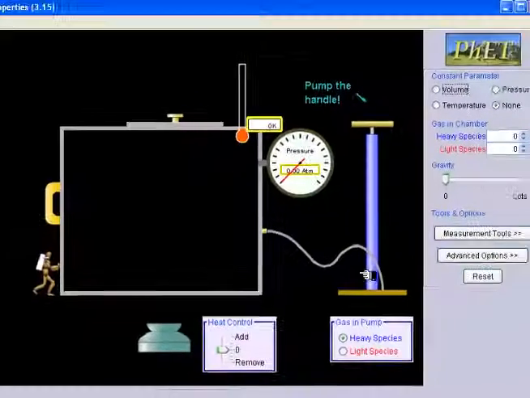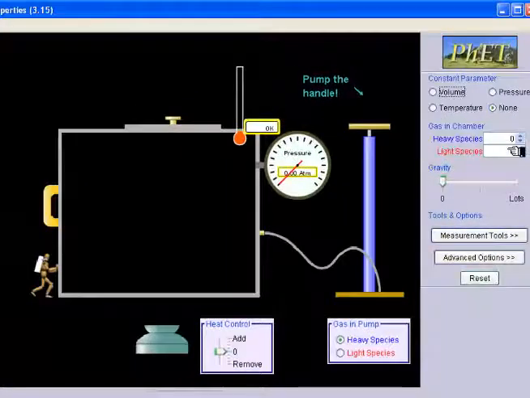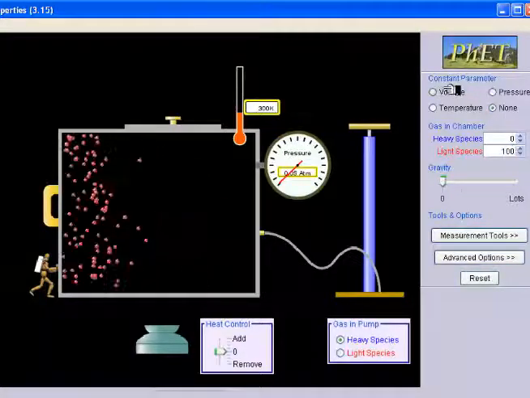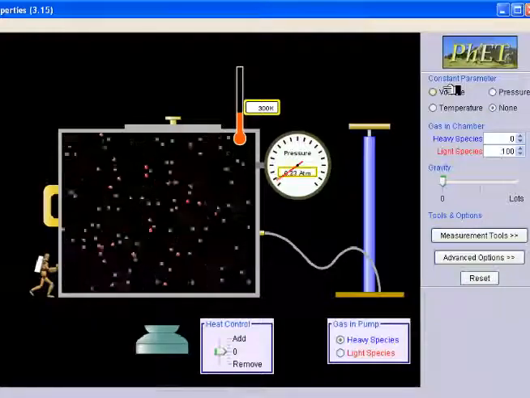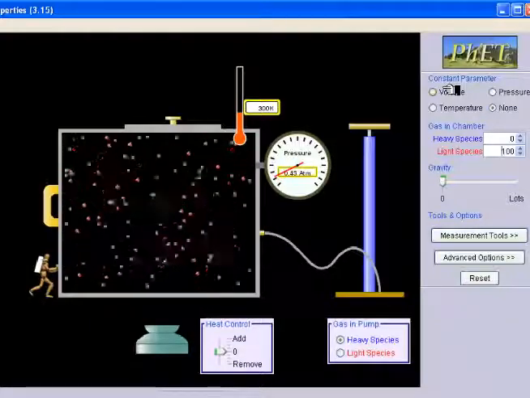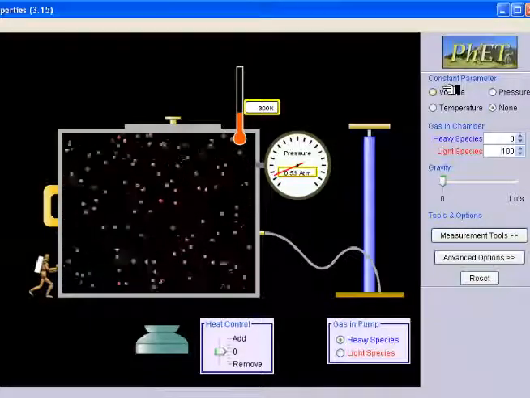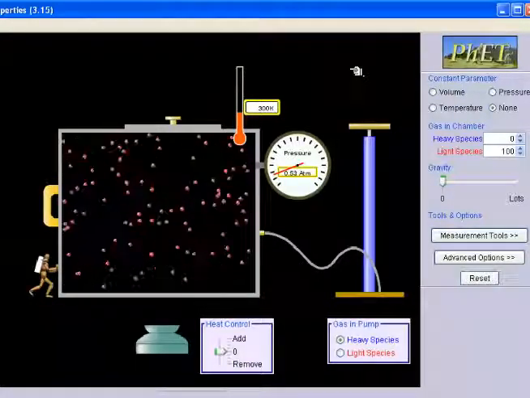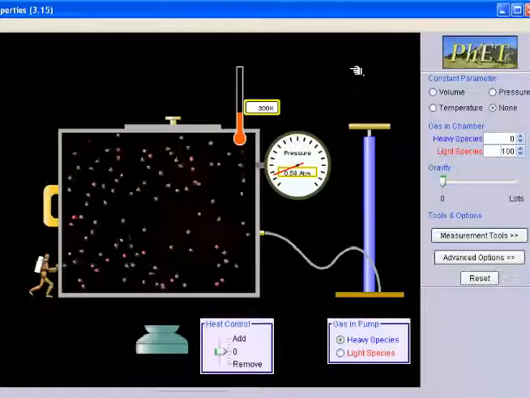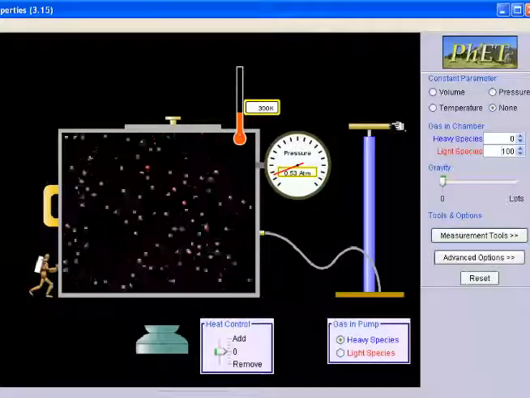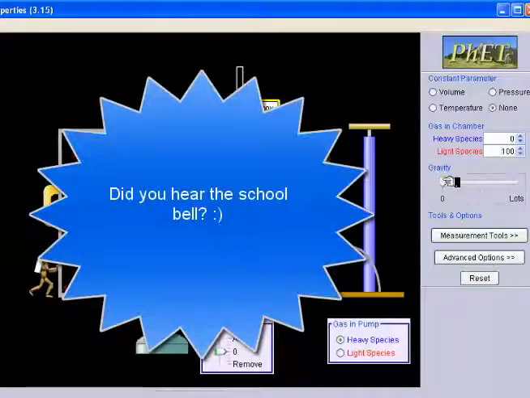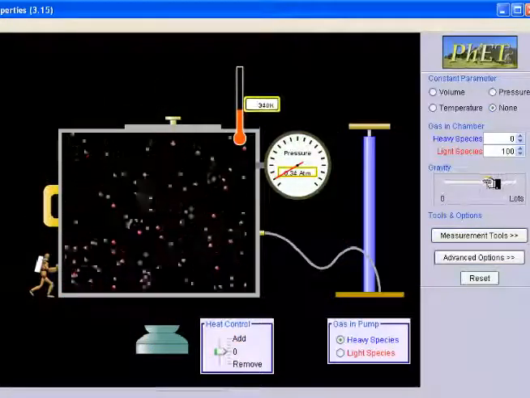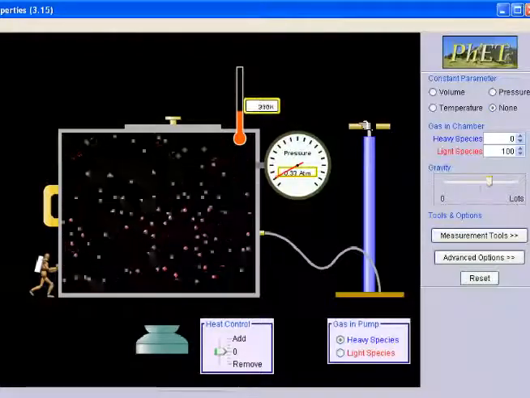So let's go back to our PhET simulation and put in, let's say, 100 molecules of air. Now air is a mixture that's composed of about 70% nitrogen molecules, 20% oxygen, and the rest is water, carbon dioxide, and depending on where you live, other molecules. What we can do in this simulation is turn on gravity, and so we can show how gravity affects the distribution of these molecules.